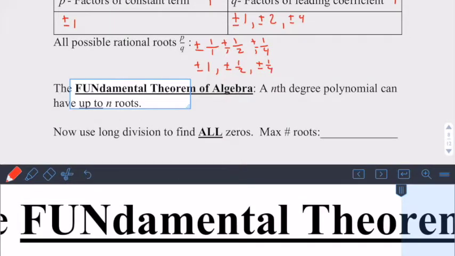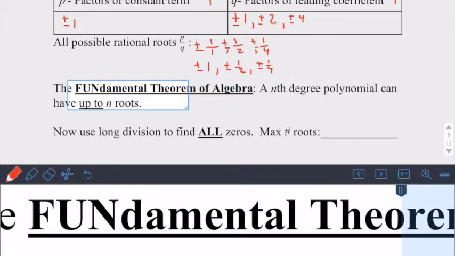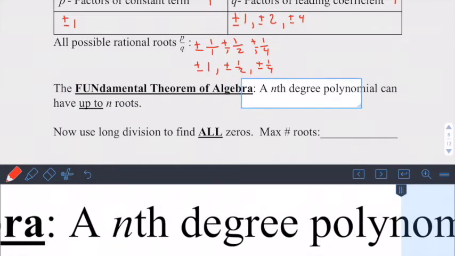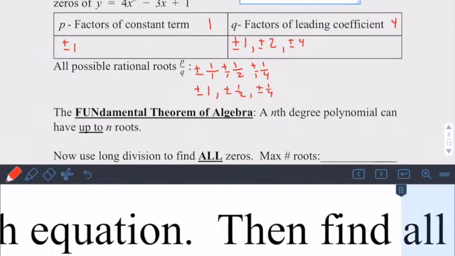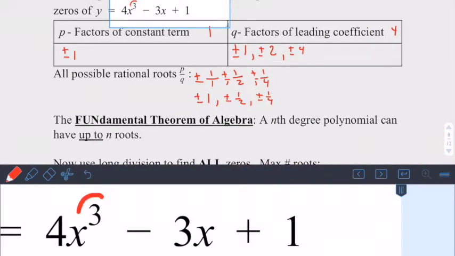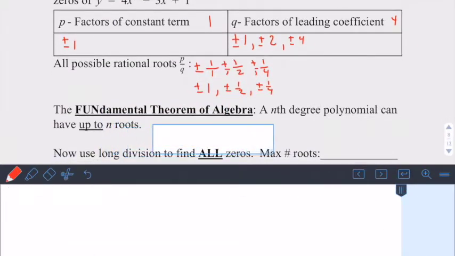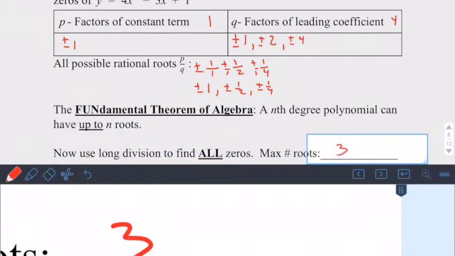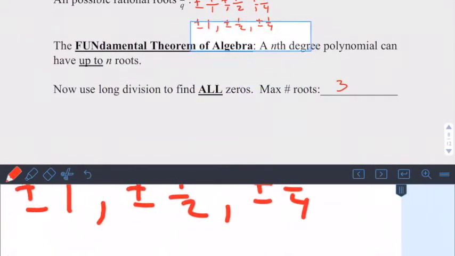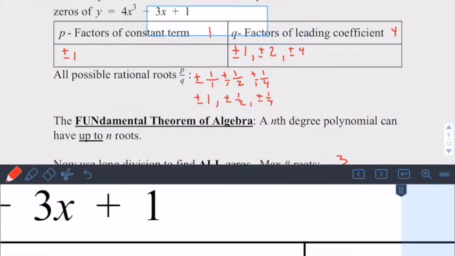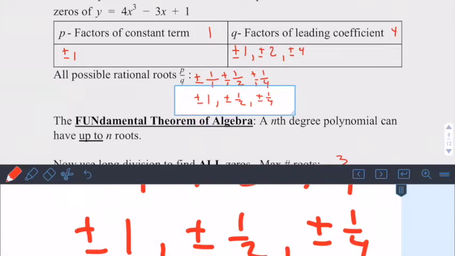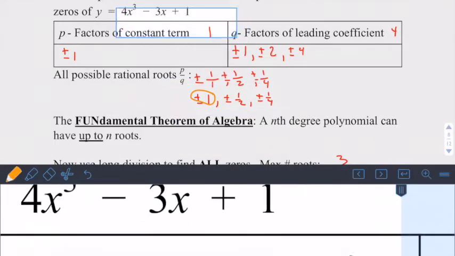Now, here's the fundamental theorem of algebra. An nth degree polynomial can have up to n roots. So if we look at our polynomial, this is a third degree polynomial, so we can have up to 3 roots. So what we're going to do is plug in these until I find a root. So I'm going to plug in 1, starting with positive 1. And I'm going to see if that's a root.